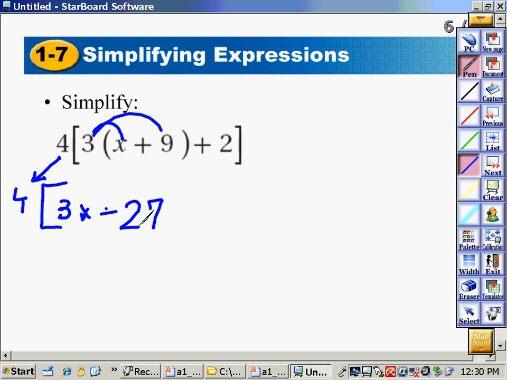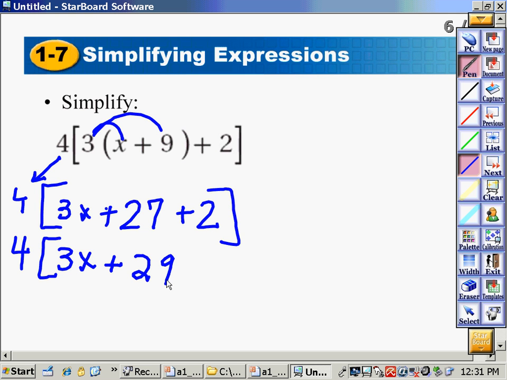And I don't need the parentheses, so drop the 2, and then put a bracket. I still can combine on the inside, so I have 4. 3x can't combine, but the negative 27, oh, that was a positive 27. And 2 gives me 29.